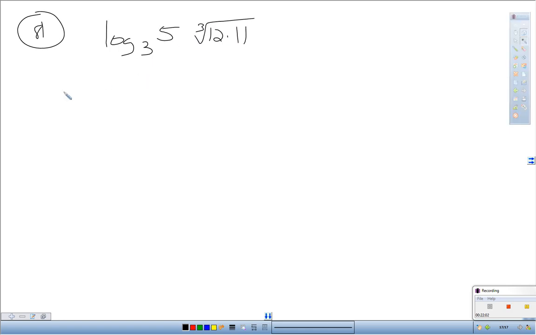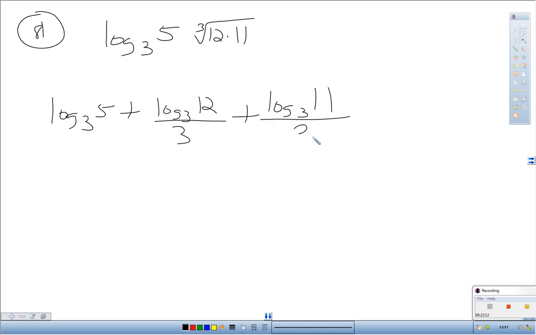All right, for 81, it wanted you to expand this logarithm: log base 3 of 5, the cube root of 12 times 11. So this would be log base 3 of 5 plus log base 3 of 12 over 3 plus log base 3 of 11 over 3. For number 83, it wants you to expand log base 3 of 7 square root of 11 times 10.